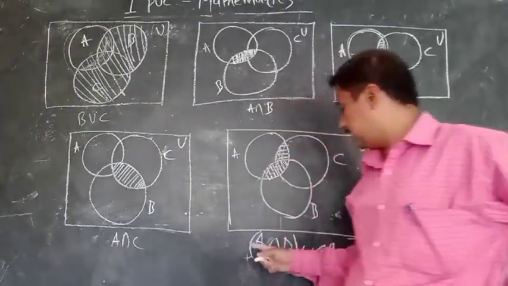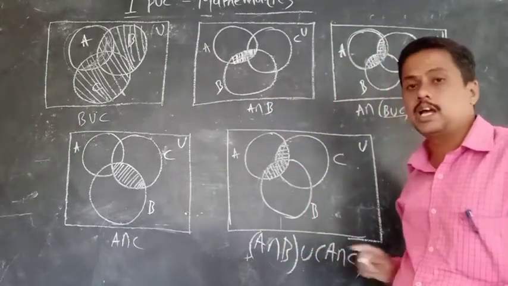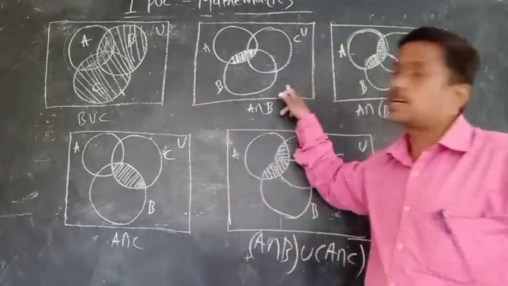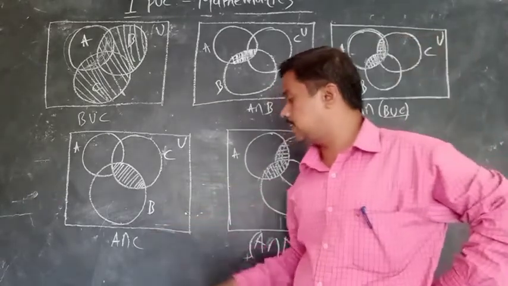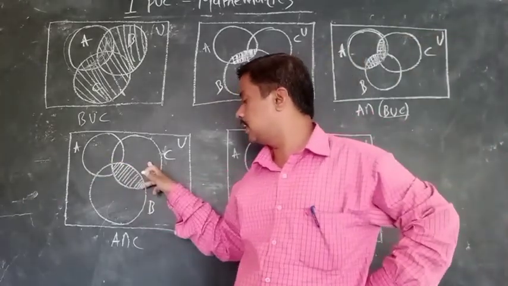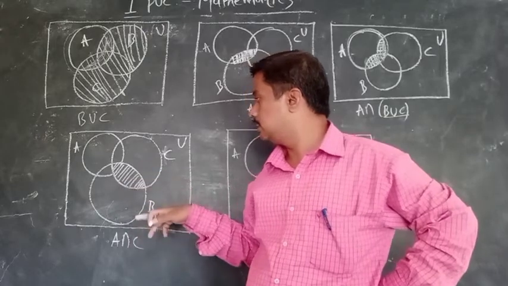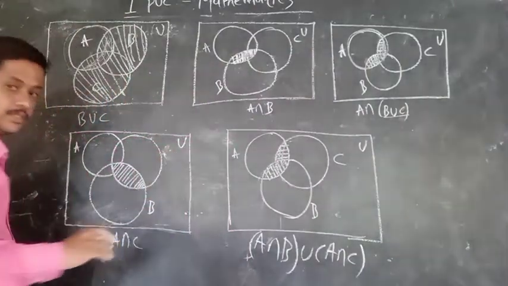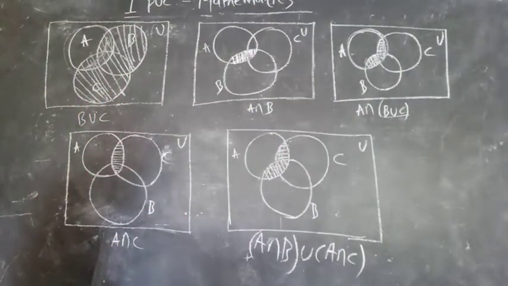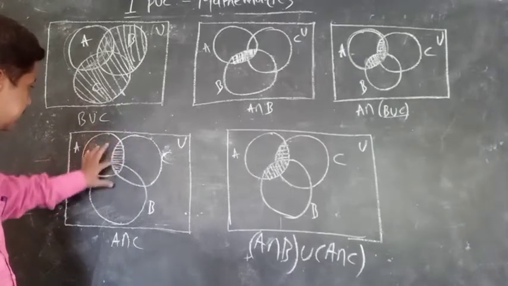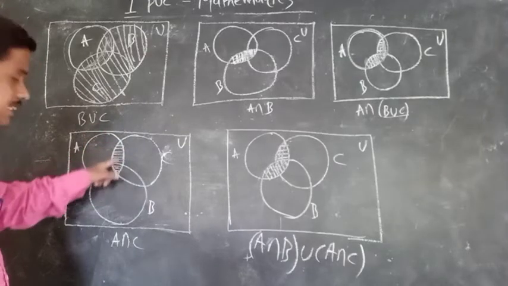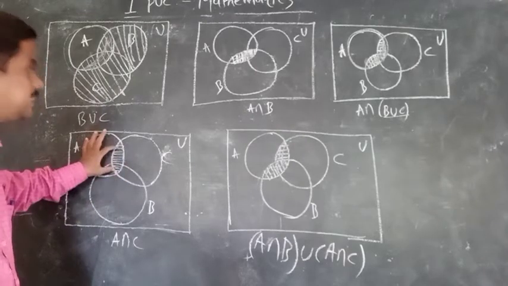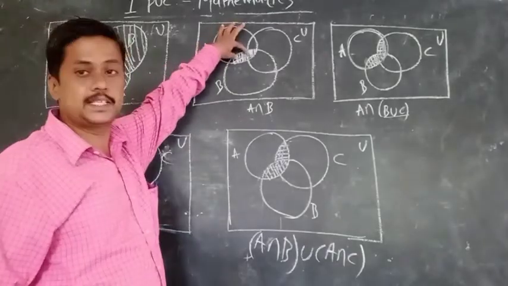RHS is what? A intersection B union A intersection C. A intersection B is already calculated. A intersection C means the common part of A and C. See, this is C, and this is the common part, A intersection C.